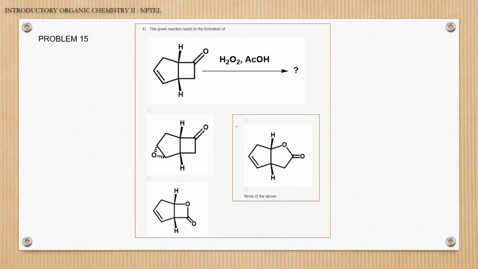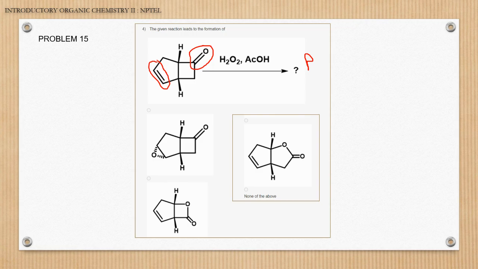In problem number 15, again you need to identify the product. They have treated this particular compound with H2O2 and acetic acid. What will happen? I have told you previously that MCPBA and H2O2 give similar kinds of chemistry, that is epoxidation and the Baeyer-Villiger. But I have told you that in that case there was no competing reaction, that means there was no double bond present in the system. That is why Baeyer-Villiger was the only reaction that was operative. But if you have a competition between this carbonyl compound and this double bond, then you have to think about it. Either this is happening or this is happening. So this is the challenge of this question.